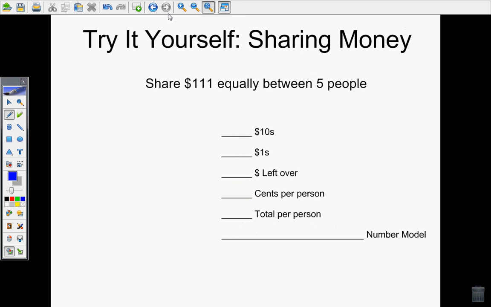We have $111 shared equally amongst 5 people. Draw those circles. Think about pulling out the biggest money that you can first, and then in your thinking bubble, whittling it down until you have only a couple of dollars left and you can break those down into change. Go ahead and pause the video now, and when you're ready, you can start it up again to check your work.